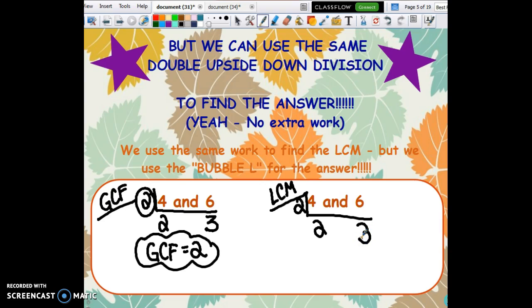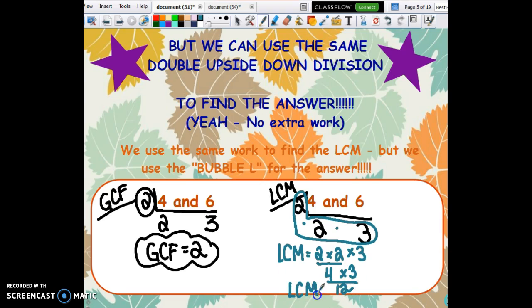Now, for greatest common factor, we only focused on circling the left. But for least common multiple, you actually bubble the whole L. So I'm going to switch colors so that you can really see what I mean. Anything that's left over on the bottom gets included as well, and we're going to multiply that together. So our LCM is going to be 2 times 2 times 3. Well, I know that 2 times 2 is 4, and 4 times 3 is 12. So our LCM equals 12.